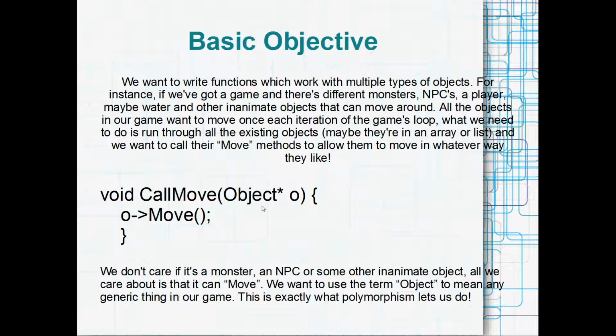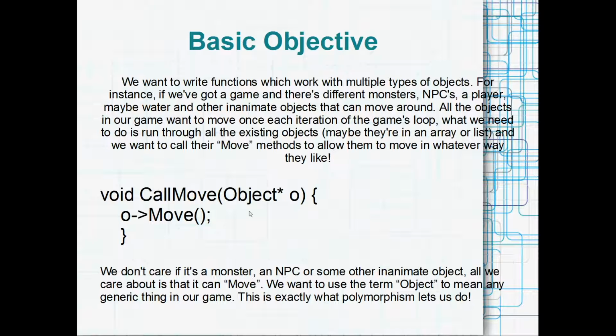Void callMove, and then it takes an Object star, a pointer to an object, and we just want to call the move routine for all of the objects in the game. And we want to loop through all of our objects and call that. And the point is that from this callMove method, well, this won't actually be a method, this will probably be a global function, but from this function here, we don't care if this O variable is pointing to a monster or an NPC, we don't care if it's pointing to another inanimate object or the player himself or herself. All that we care about is that the object can move.